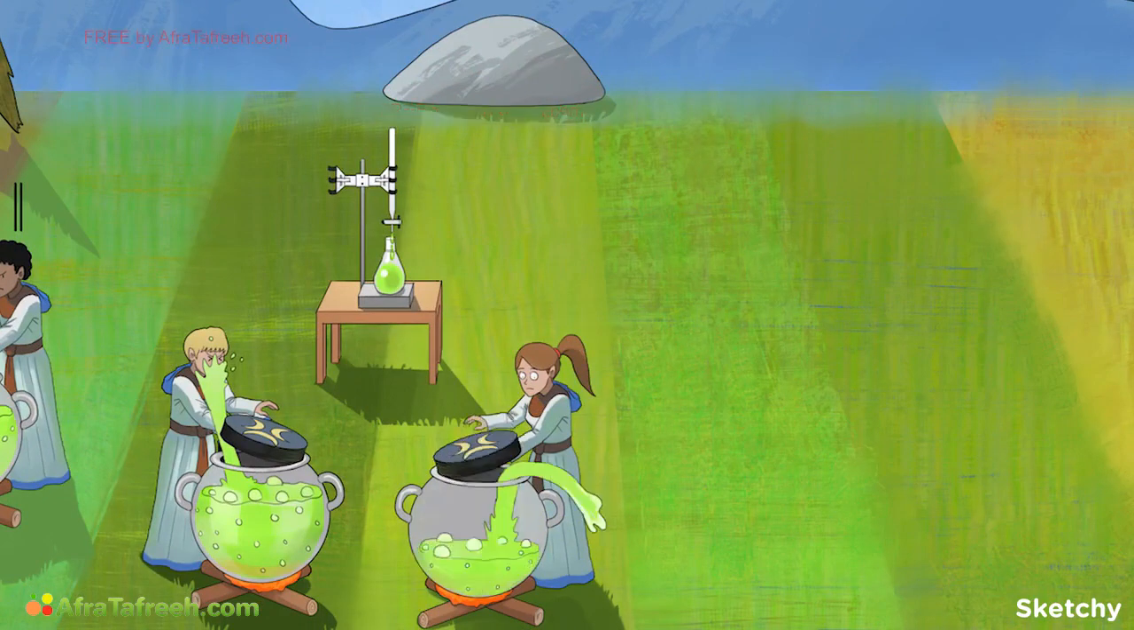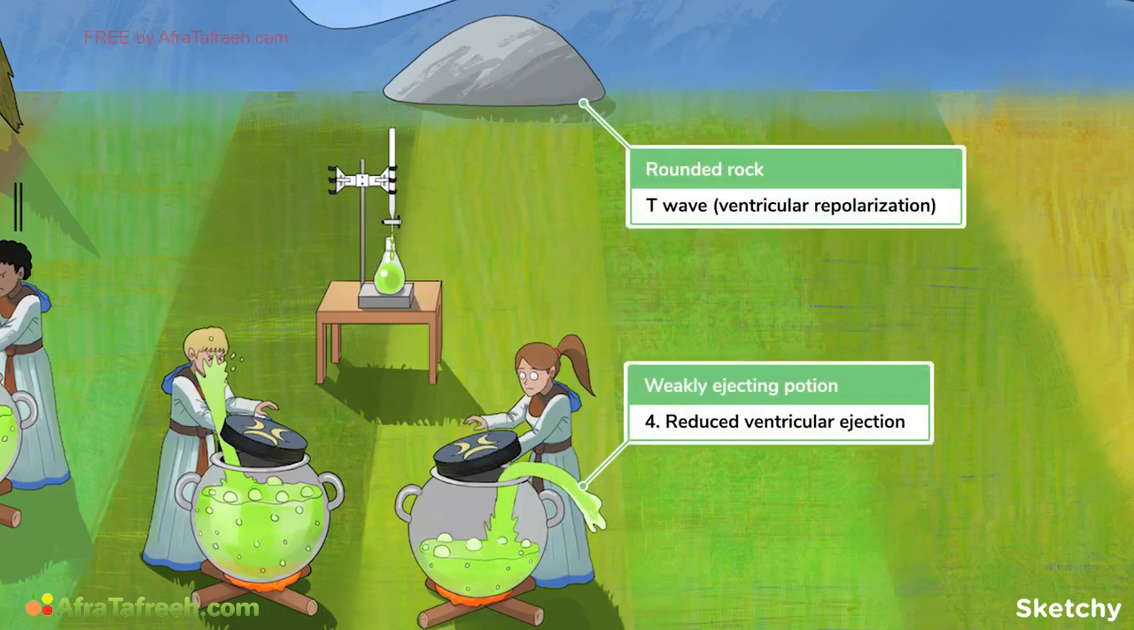and begins with the T wave on ECG, which looks a bit like this rounded rock in the background. This represents the start of ventricular repolarization and marks the end of both ventricular contraction and rapid ventricular ejection. While this will lead to a decrease in ventricular pressure, ventricular ejection will continue and ventricular volume will decrease, just at reduced rates, hence the weak stream coming from this mostly empty cauldron.